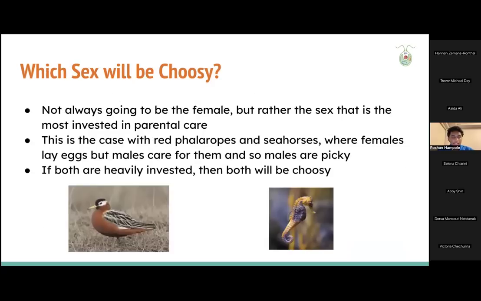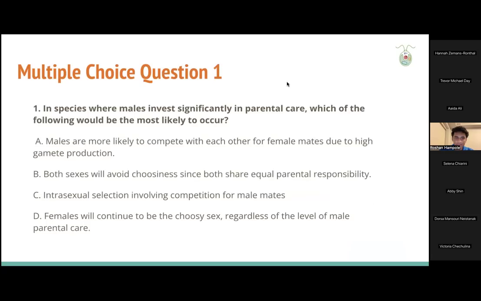Okay, and then lastly, which sex will be choosy? This is easy. Whichever sex is more invested in parental care will be more choosy. If both of them are equally invested, then both of them are going to be choosy. That's it. Next slide. Okay, so first multiple choice question. You can pause the video because I'm going to go over the answer now. So next slide.